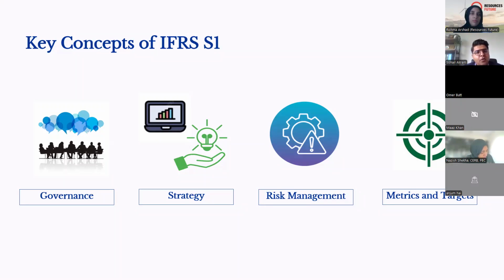So this is the overall concept within IFRS S1, and it requires disclosure about all sustainability-related risks and opportunities. All means that the entity is required to disclose around these four areas. Again, governance, strategy, risk management, and metrics and targets.